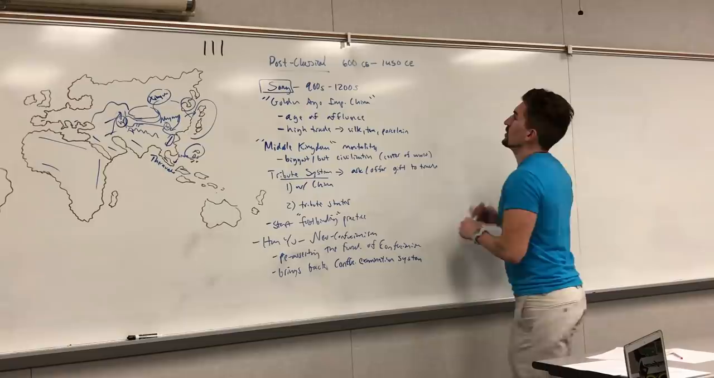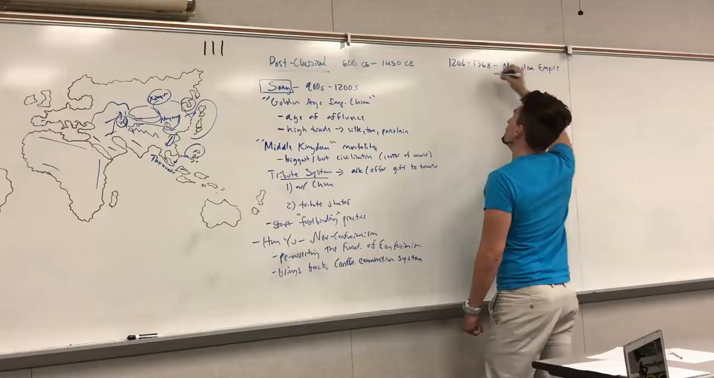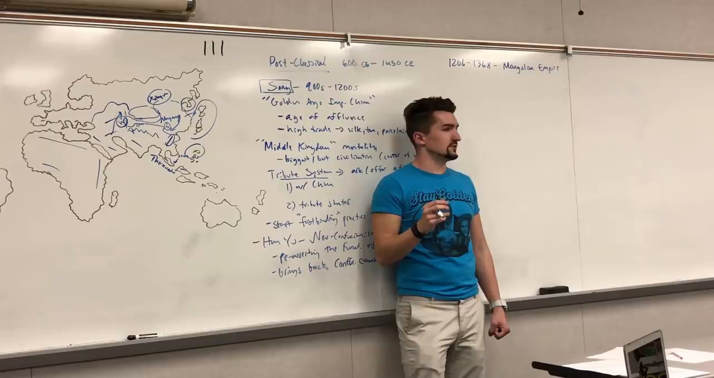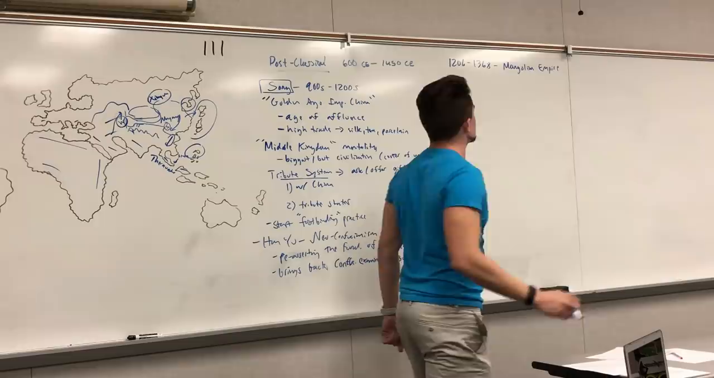All right, so 1206 to like 1368-ish here, you're going to have the Mongolian Empire. Now the government that they start, called the Khanate, which we'll talk about, those continue on all the way to like the 1700s, at least some, in Central Asia. But I'm talking like Mongolian Empire covering like all of Asia and into the Middle East and Europe a little bit. So that lasts roughly 160, 162 years. Is that right? Yeah, that is right.